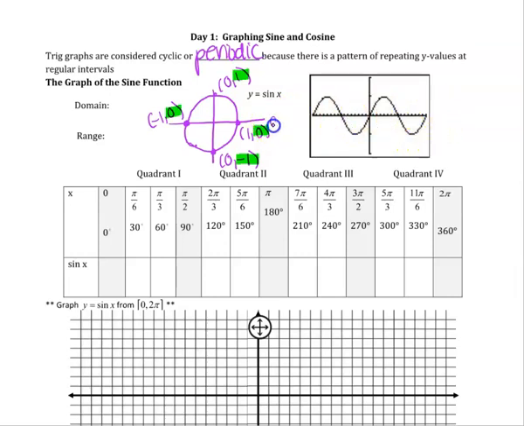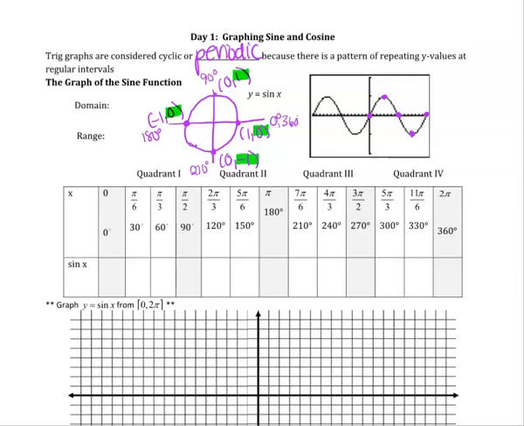So at 0 degrees, you're seeing a y coordinate of 0. At 90 degrees, you're seeing a y coordinate of 1. At 180 degrees, we're back at 0. At 270 degrees, we're at negative 1, and then we finish at 360 degrees back at 0. So those are going to be the 5 major points I focus on a lot when graphing sine.